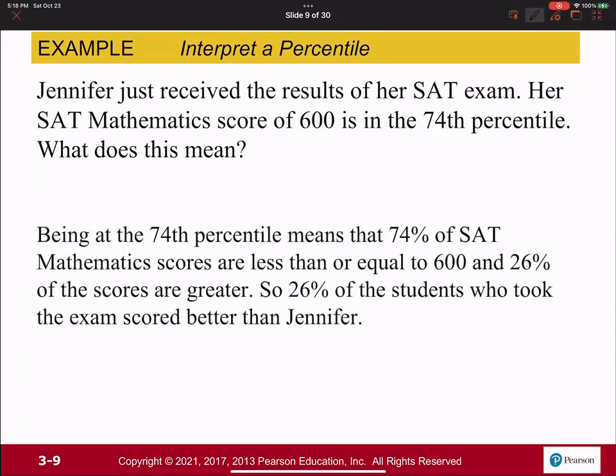And the way they interpret this as being at the 74th percentile means that 74% of the SAT mathematics scores are less than or equal to 600, and 26% of the scores are greater. So 26% of the students who took the exam scored better than Jennifer.